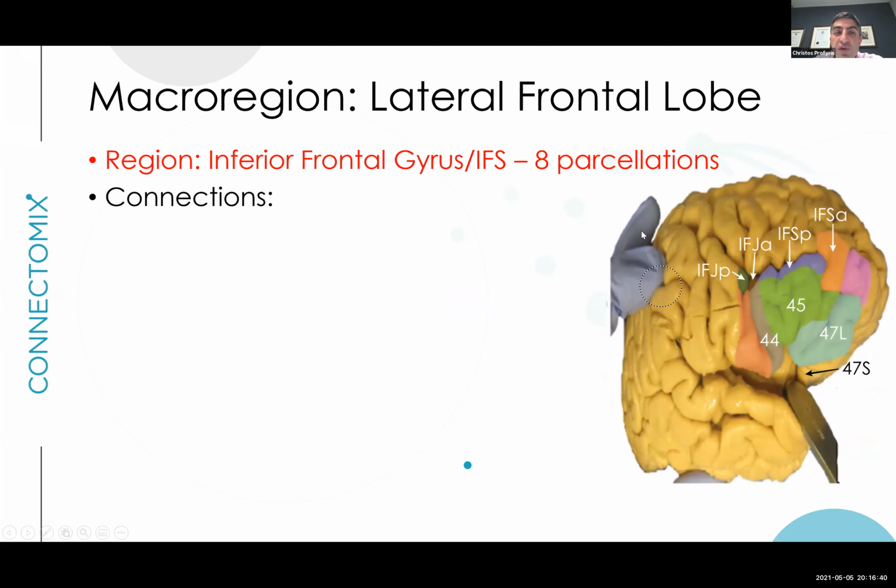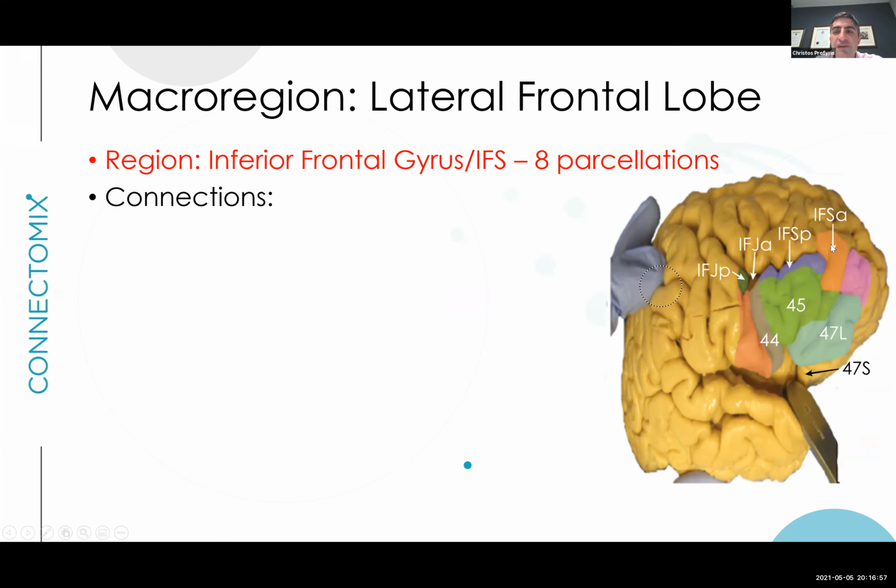The next area we'll talk about is the inferior frontal gyrus. And parcellations in this area are 8C, and we've got the 44 Broca's area, 45, 47L, and 47S, essentially all involved in language processes.